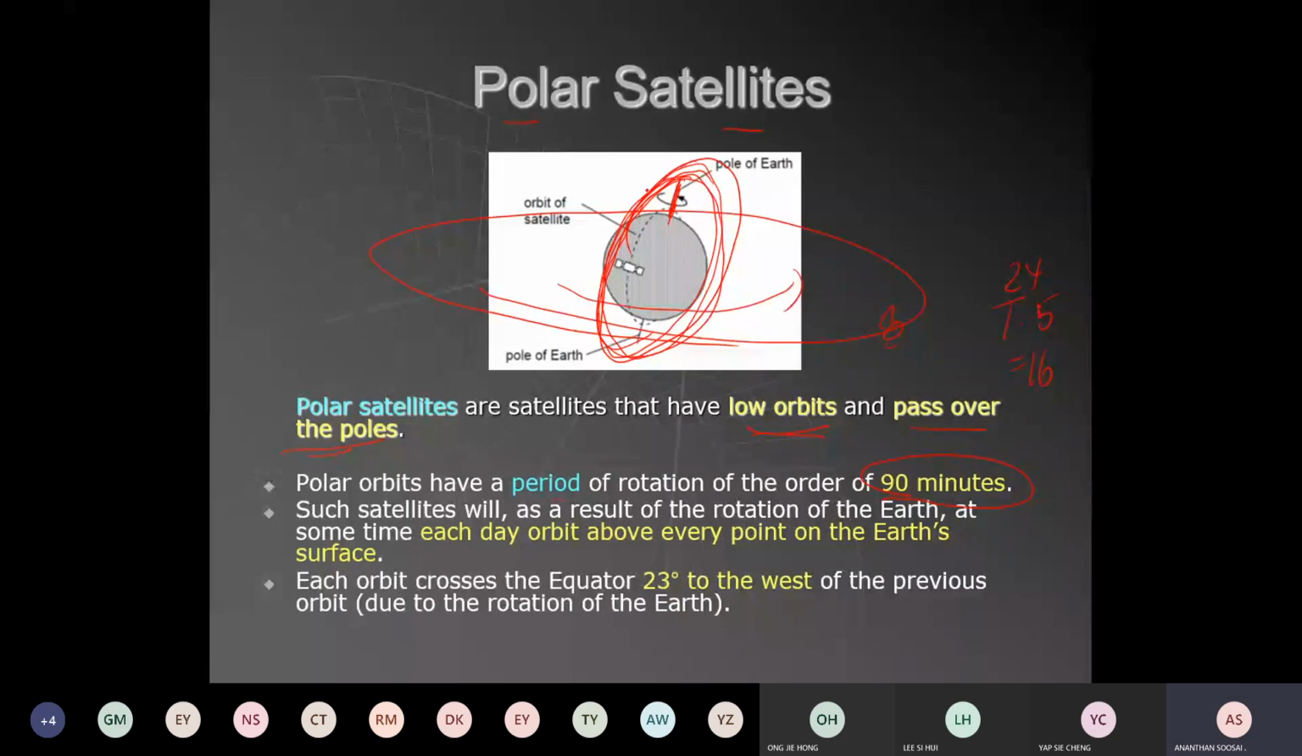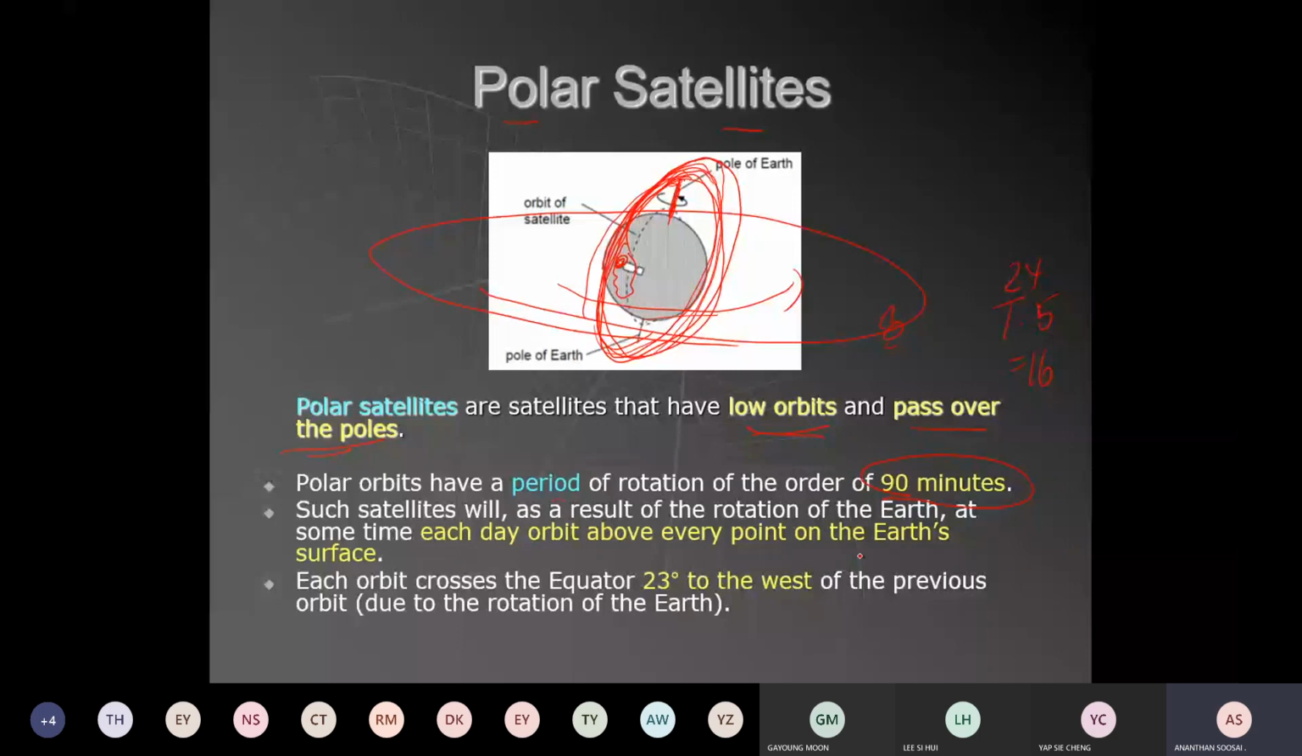So maybe the first time, let's say it passes Malaysia. After 1.5 hours, when it comes back to the location, it might pass Indonesia because the Earth is rotating. By the time the satellite comes back, the Earth rotation causes Malaysia to skip to the right, and Indonesia will be on top of the satellite. So in 24 hours, the polar orbit satellite can inspect the entire world. You can see the entire world in 24 hours.